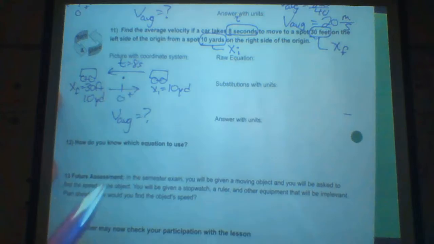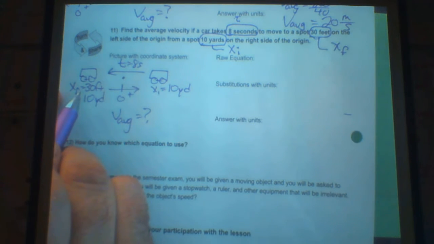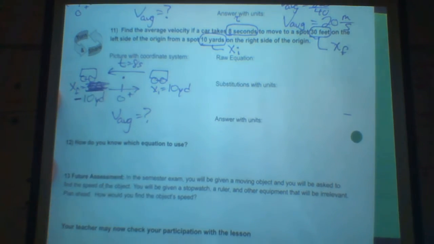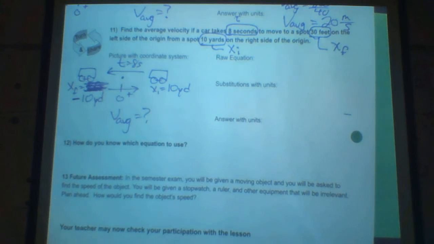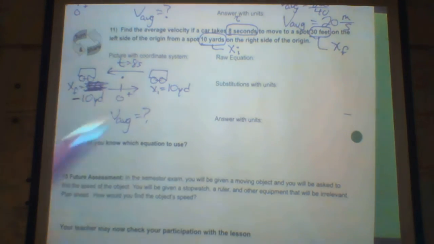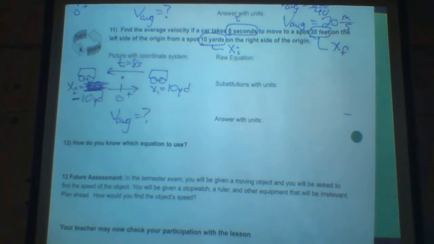Okay, everything else, we have seconds, yeah, everything else is okay. Anything negative? Yes, over here, this is on the left side of the origin, so that needs to be a negative 10 yards. I'm going to scribble out the 30 feet because I'm not going to use that anymore. Time is always positive. The initial is on the right-hand side, positive. Okay, so that's step number 5.